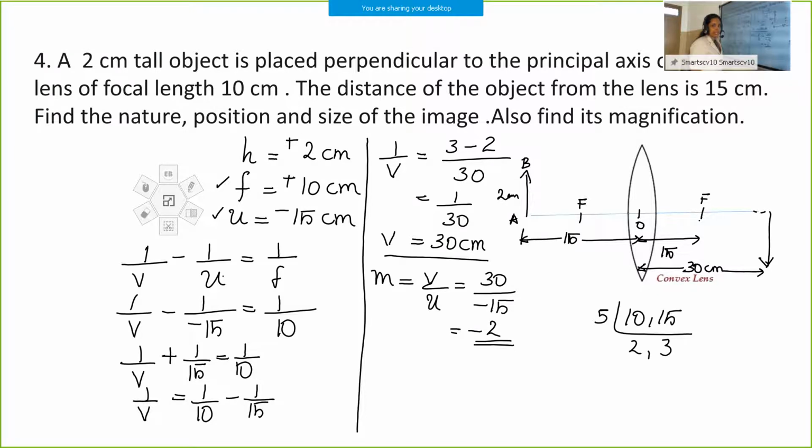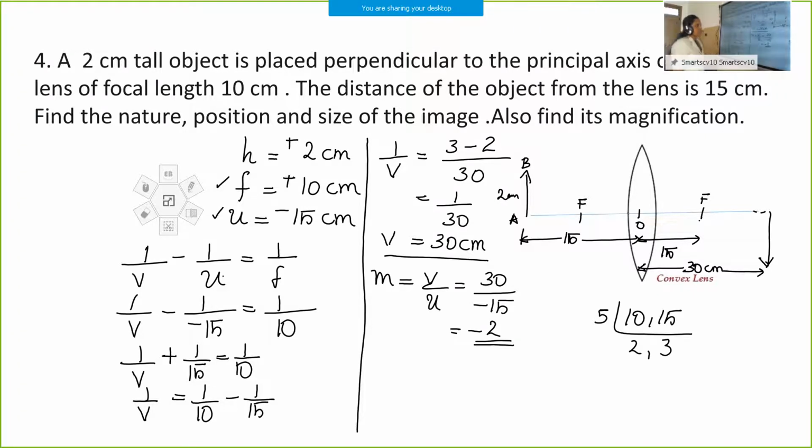So, it is 2 times magnified. That means the image is enlarged. Okay, so what's the answer? Find the nature, position and size of the image. What's the nature? It is real and inverted. What is the position? It is formed at a distance of 30 centimeter on the other side of the lens.